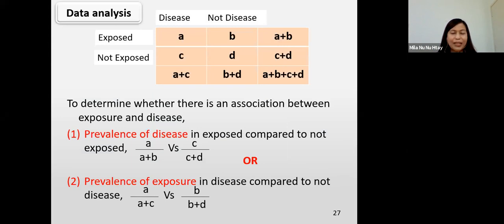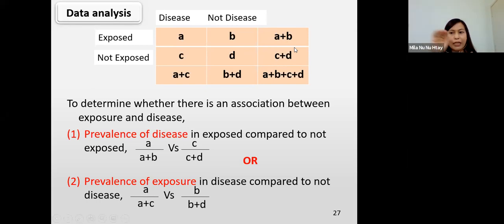Okay, so this is just a brief discussion about the data analysis. As I mentioned before, we need to key in the cells A, B, C, D according to the information we get from the survey or data collection. Then we can compare. In order to determine whether there is any association between the exposure and disease, first we can compare the prevalence of disease in the exposed group and the prevalence of disease in the non-exposed group. The exposed group here is A plus B, the total number of people in the exposed group, and the total number of people in the non-exposed group is C plus D.